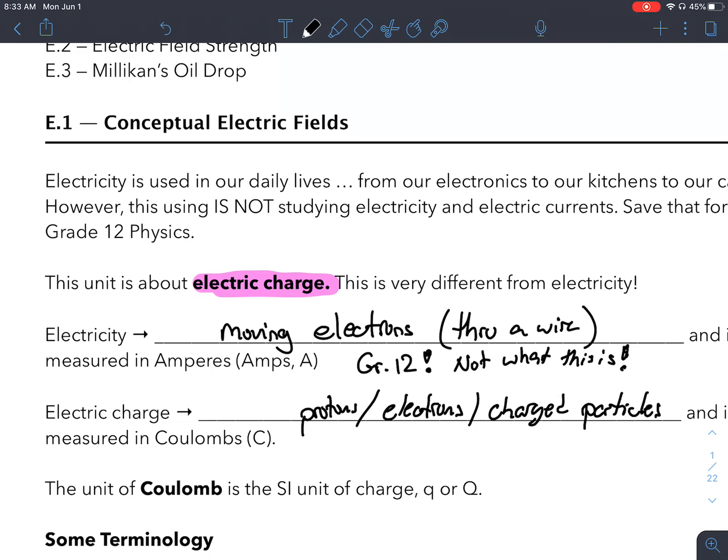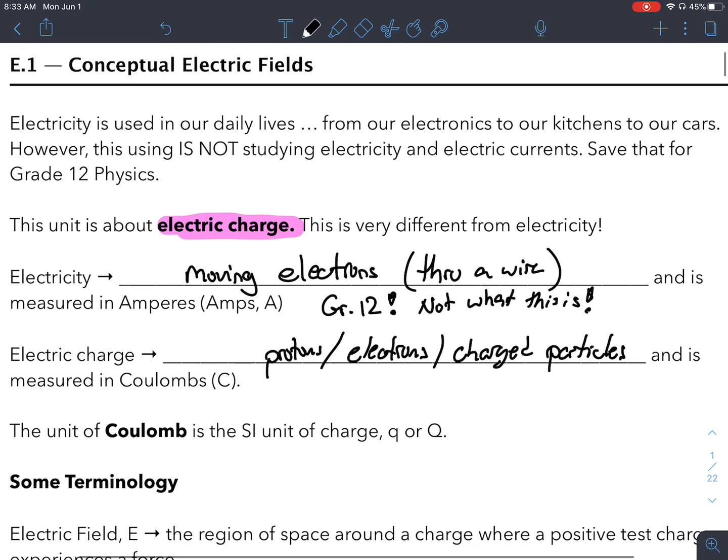Yes, they could still be moving, right? We're going to see how accelerations can show up in this unit. But it's not a steady stream through a wire. We're looking at kind of individual charges that we're going to place around, and we're going to see what they do and how they interact with each other, okay?